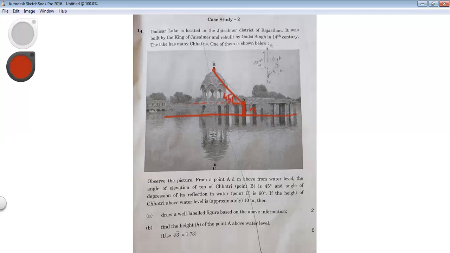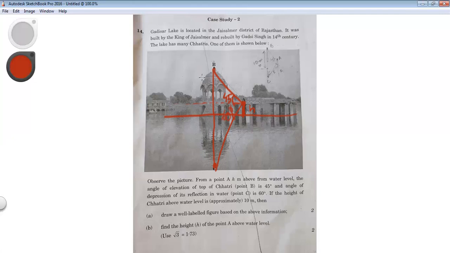This is 45. And the angle of depression of its reflection in water at point C. So this is point C. If I join A and C like this, from A, this angle is 60 degrees. So this is the figure, and you get 2 marks for it.